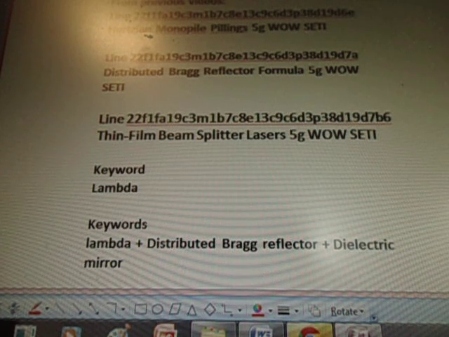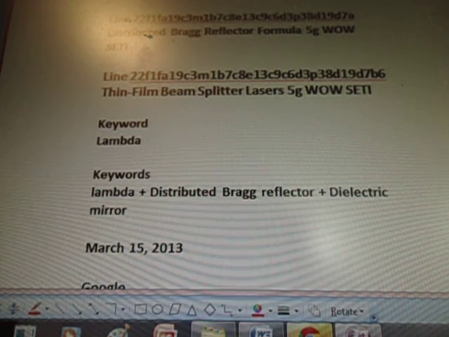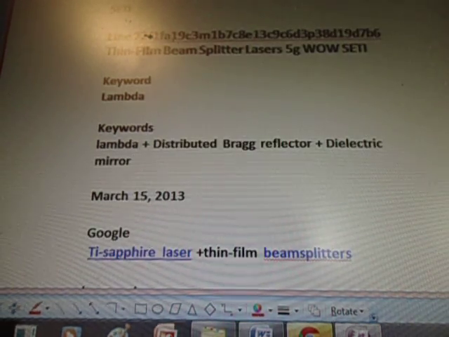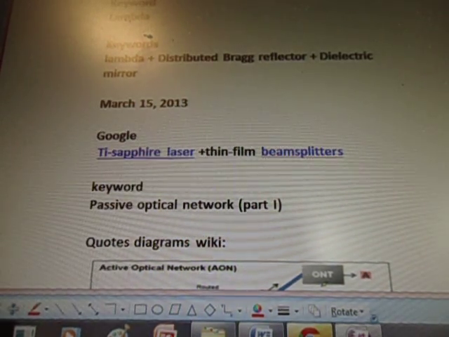13c9c6d3p38d19d7b6 thin film beam splitter lasers 5G Wow Seti. Then the keywords for lambda, there was distributed Bragg reflector and then dielectric mirror. Then I googled Ti-sapphire laser and thin film beam splitters, and that's what we just looked at before.